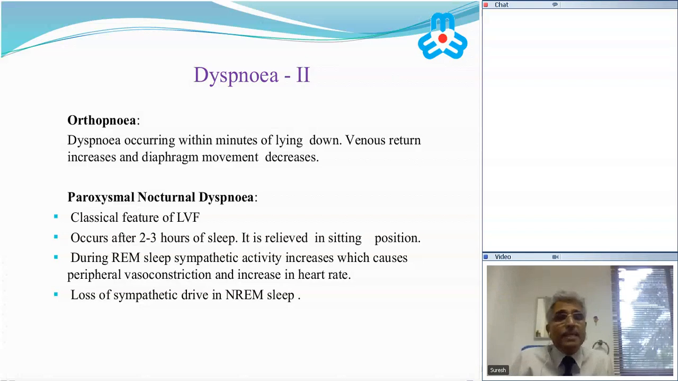And why does this happen? All the mechanisms of orthopnea are applicable here, but you should also explain why it is that the onset is delayed. This may be related to the different levels of sympathetic activity in different stages of sleep. You know that in REM sleep, the sympathetic activity is heightened, which causes peripheral vasoconstriction and an increase in the heart rate. During NREM, particularly phases 3 and 4, there is a withdrawal of sympathetic support which matters to the heart in failure, and this could also be the reason for triggering cardiac failure.